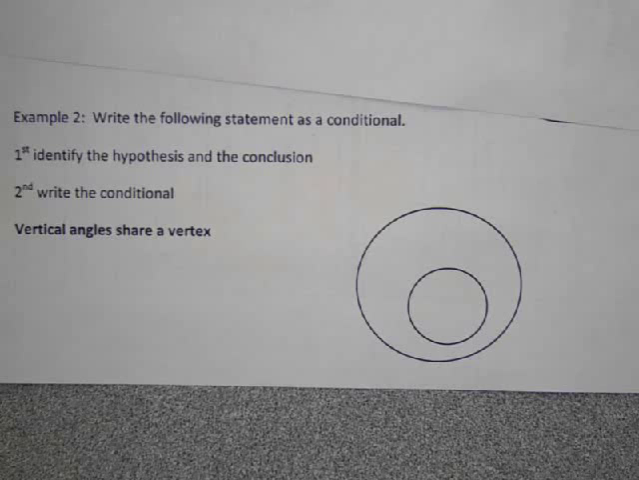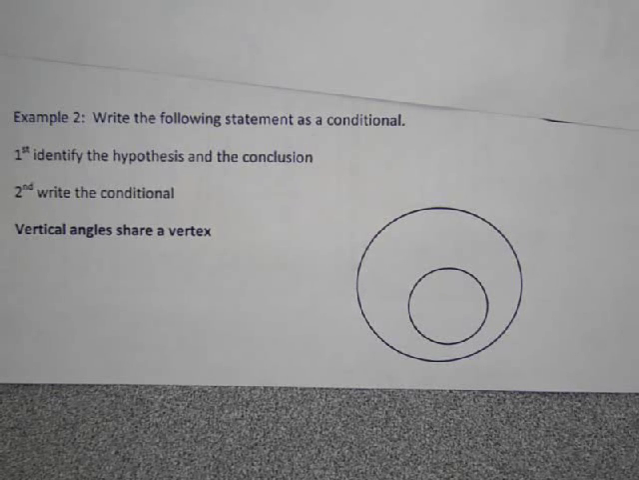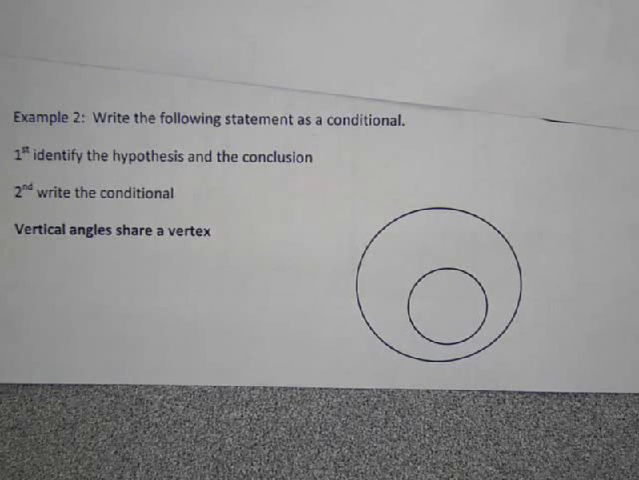Sometimes we're given conditional statements that aren't written in the if-then form. So we have statements and we can try to put them in the if-then form to make it a conditional statement. With this next example 2, we're going to try to write the following statement as a conditional. We have two things we can look at. First, we're going to identify the hypothesis and the conclusion. And second, we'll write the conditional. Right here's our statement: vertical angles share a vertex.